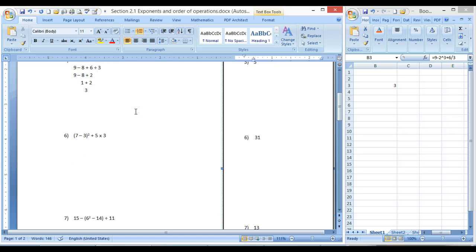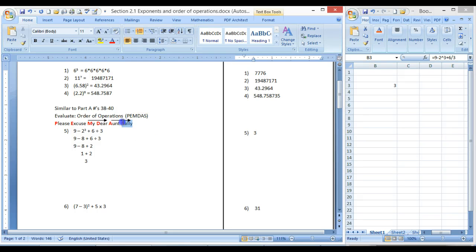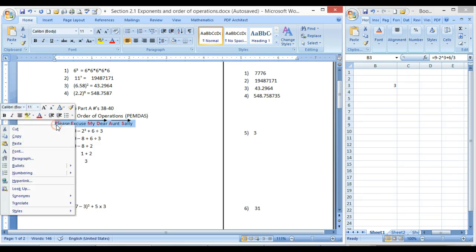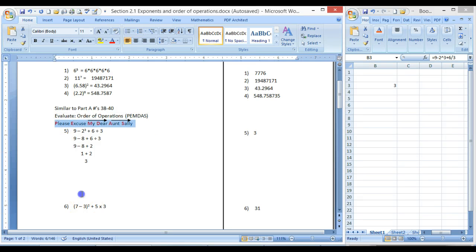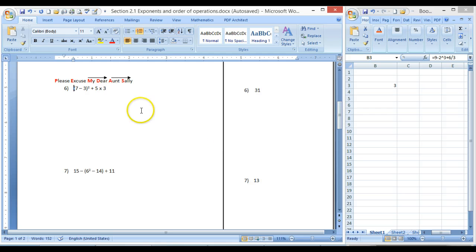So I'm going to come over here again and work on number 6, but I'm going to keep this above here so that we're all on the same page, so that we remember it's please excuse my dear Aunt Sally, or parentheses, exponents, multiply and divide from left to right, and add and subtract from left to right.